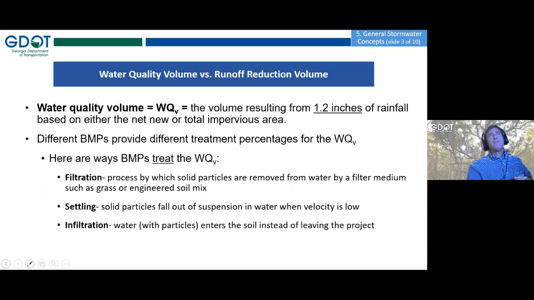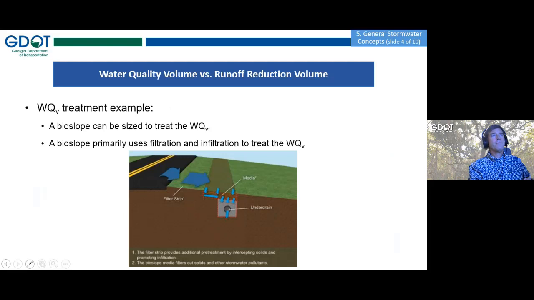The water quality volume is the volume resulting from the 1.2 inches of rainfall. It's usually based on the net new impervious area. Different BMPs provide different treatment percentages for water quality volume. There are several processes which BMPs use to treat the water quality volume. They include filtration, settling, and infiltration. Next slide, please. Thank you.